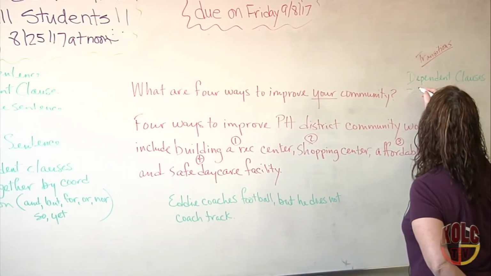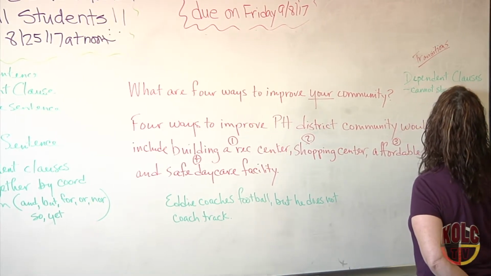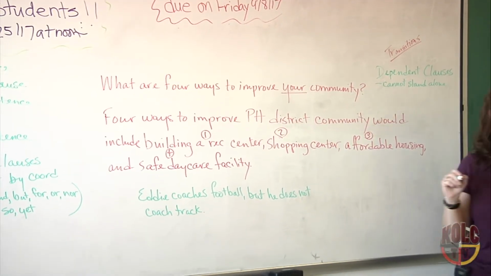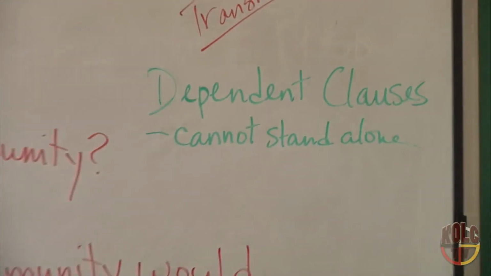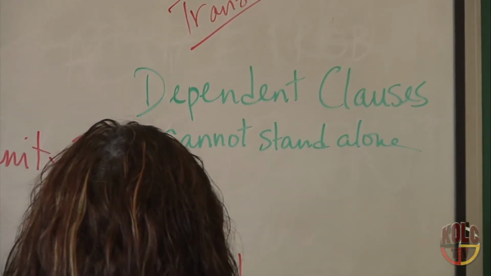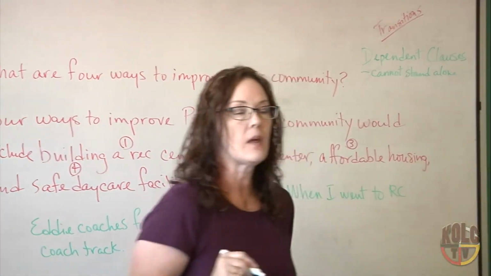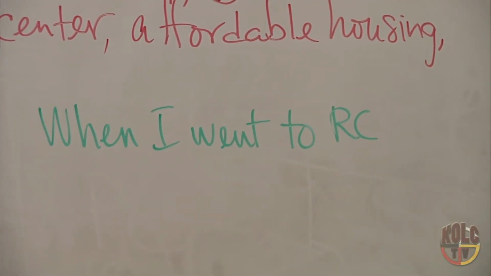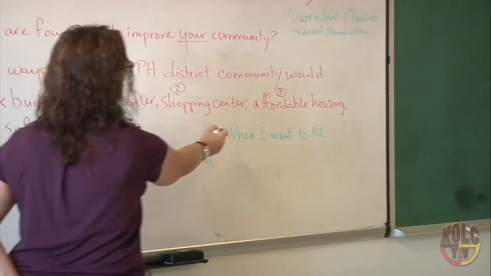Think of the dependent clause like a small child. It has to hold the hand of a parent, which is the independent clause. So what I see a lot of is, when I went to Rapid City, and then there's a period. Why is this not correct? Why would that not be a complete sentence? Or more importantly, why would this be a dependent clause?